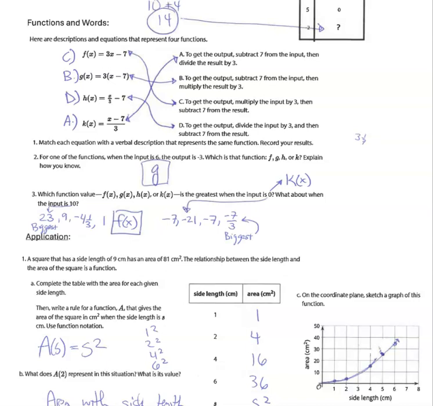They then want you to do the same exact thing for an input of 10. So basically you were trying to figure out what is f of 10, g of 10, h of 10, and k of 10. What are those all going to be and which one is going to be the biggest?